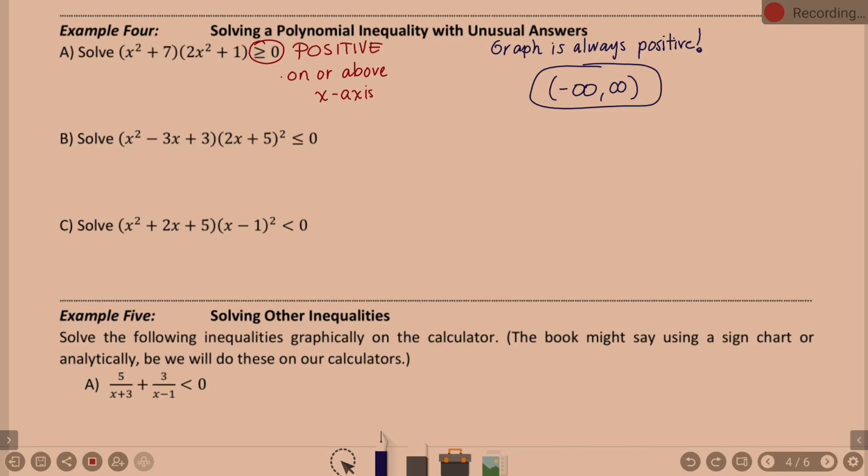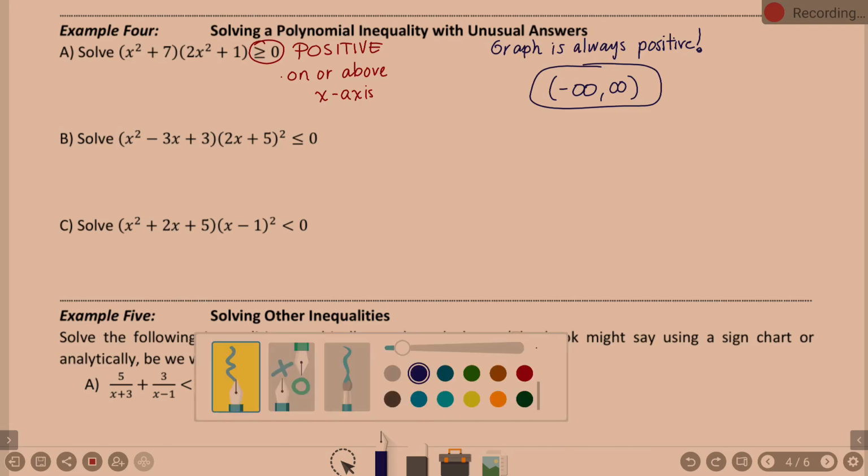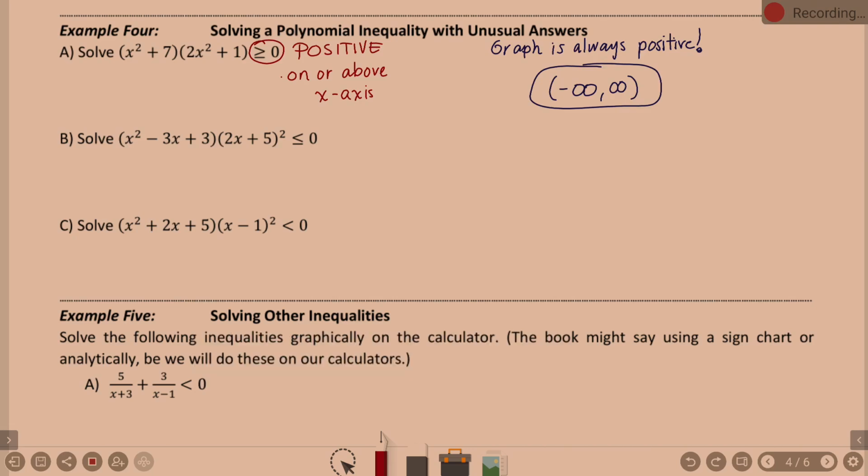Okay, B. This one, they give us an equation. It's less than or equal to 0. So this time we're looking at where is our graph negative, or in other words, on or below the x-axis. So you have to understand what it's looking for, what it's asking.